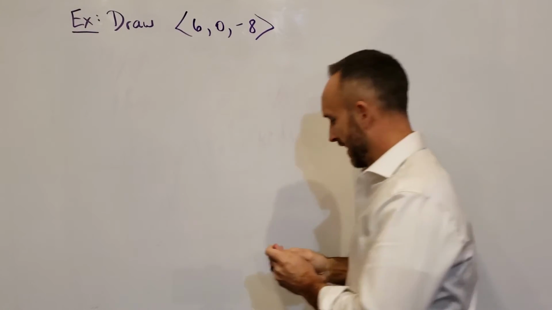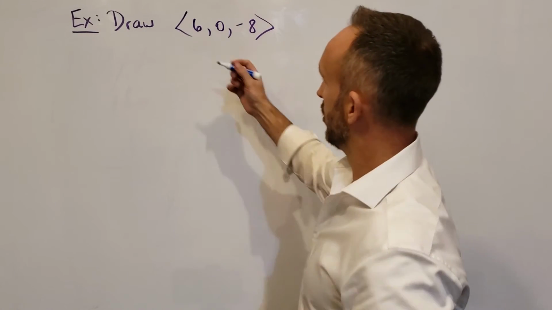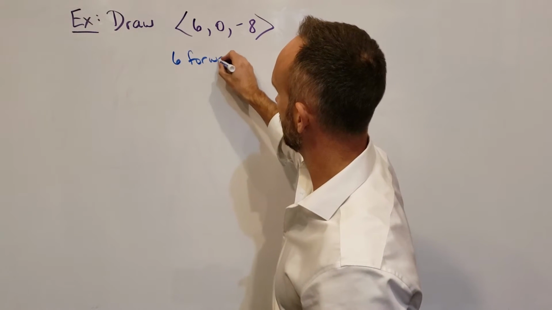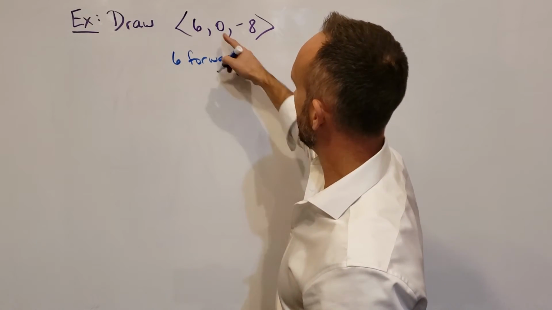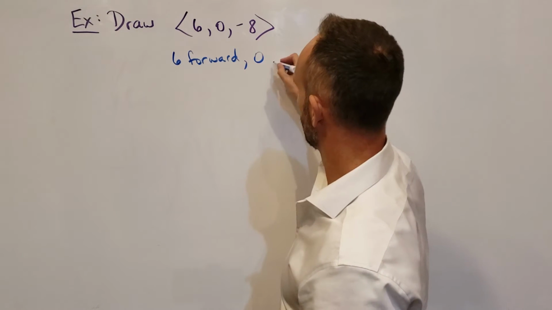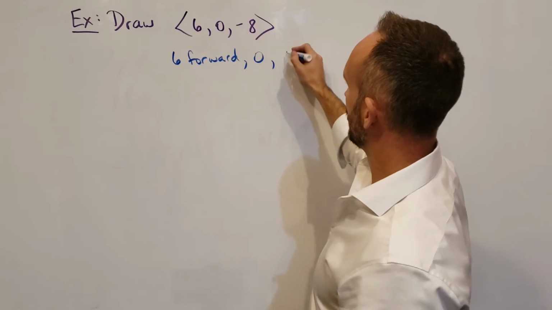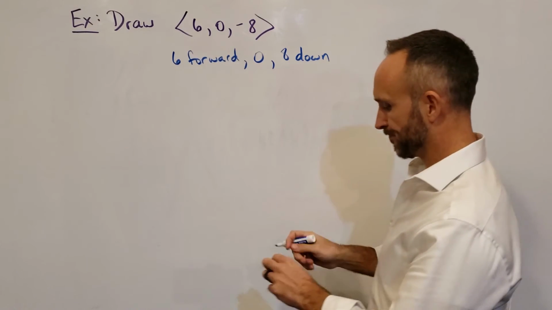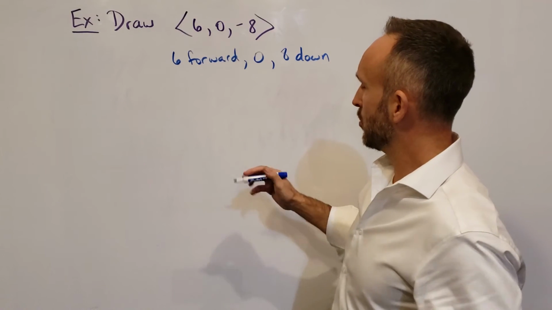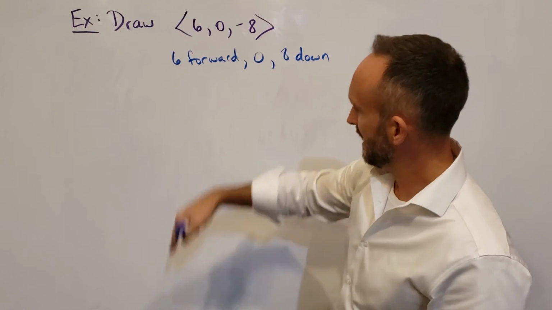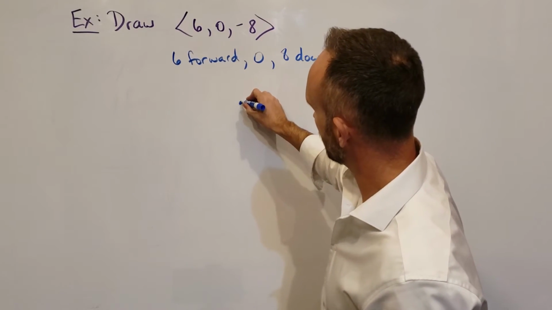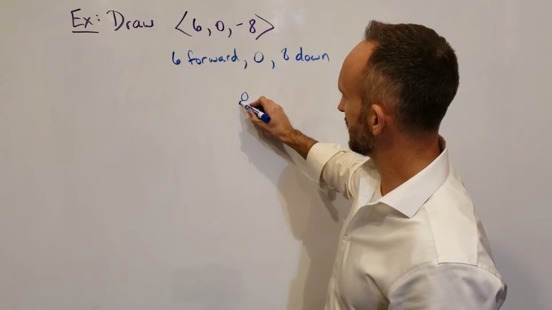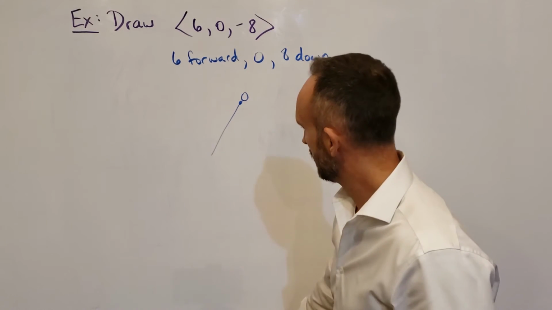So if I want to draw that, then I need to go 6 forward, meaning coming out of the board. You could write 6 out. I need to go 0 left to right. I won't write left to right. And then I need to go negative 8 in the z direction, so that's 8 down. Okay? So now I pick my origin. I need to come forward and down. So I'll pick my origin up here this time. Forward looks like this, so 6 forward looks like this maybe.